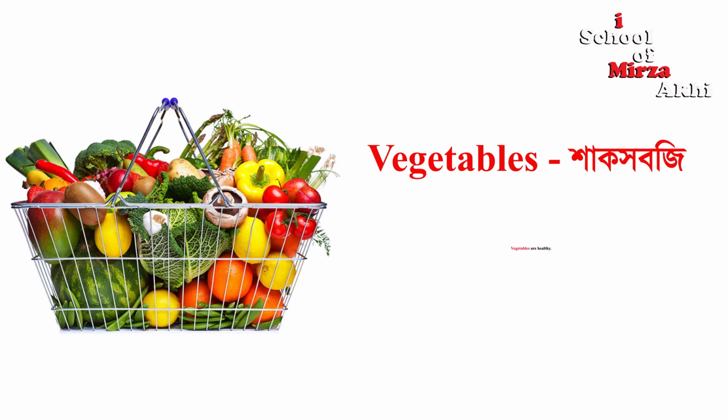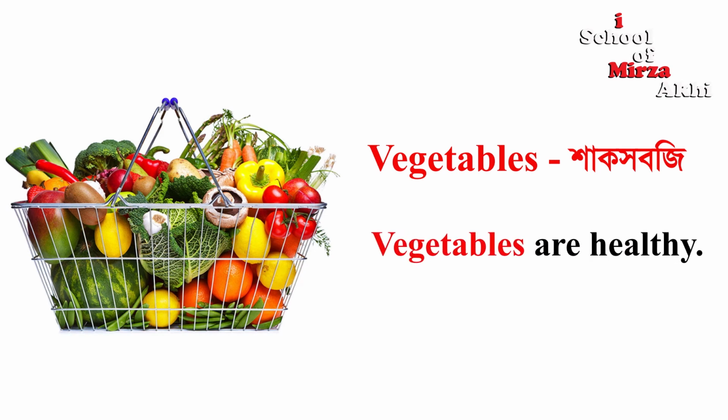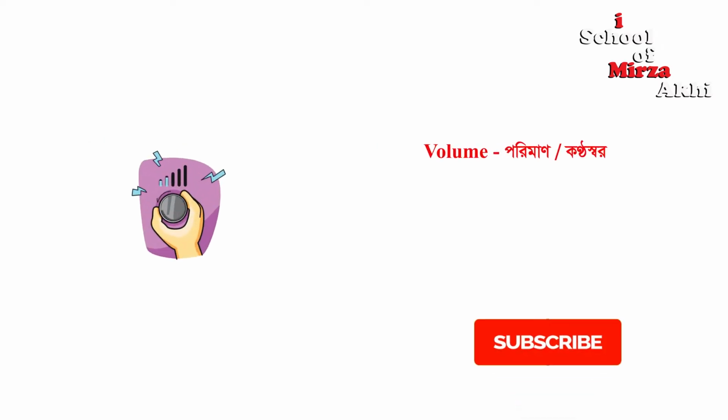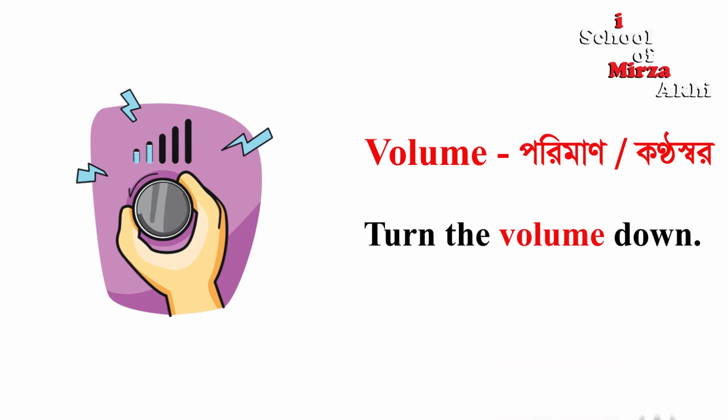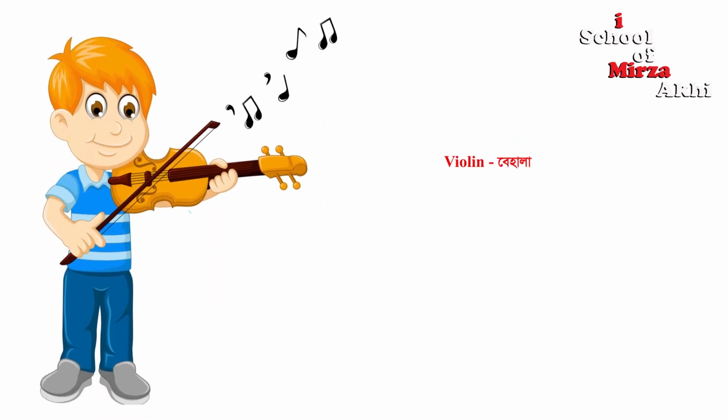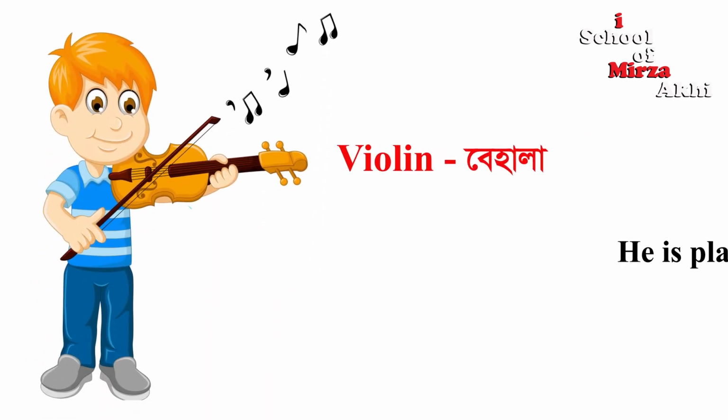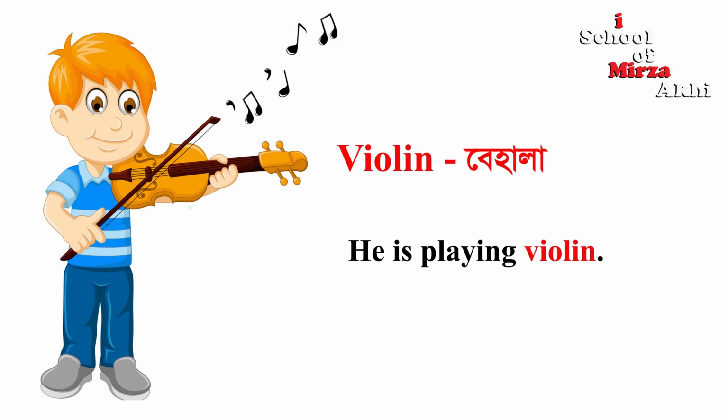Vegetables. Vegetables are healthy. শাকসবজি স্বাস্থ্যকর. Volume. Turn the volume down. ভলিউমটা কমাও. Violin. He is playing violin. সে ভায়োলিন বাজাচ্ছে.